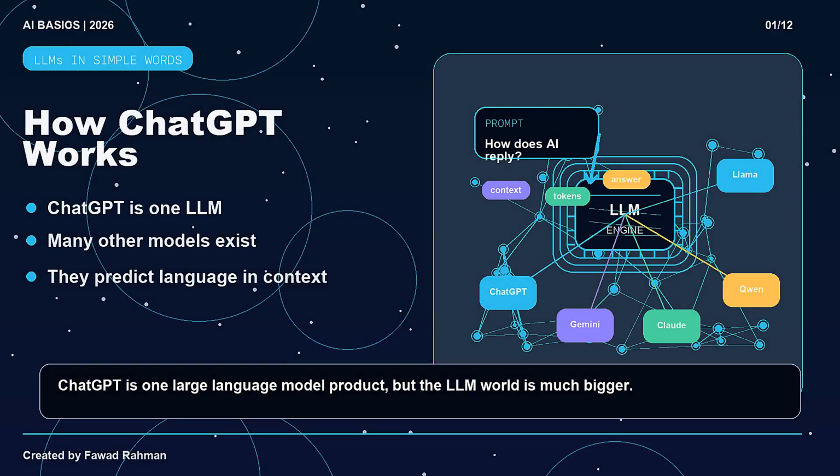Welcome back. In this video, we will explain how ChatGPT works, but we will not stop at ChatGPT. ChatGPT is one example of a larger technology called a large language model, or LLM. There are Western model families, Chinese model families, cloud models, offline models, coding models, multimodal models, and small models that can run on your own device. The simple idea is this: an LLM studies language patterns, reads your context, and predicts what should come next.